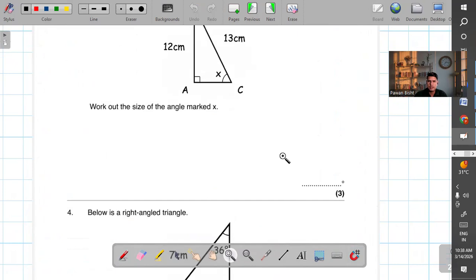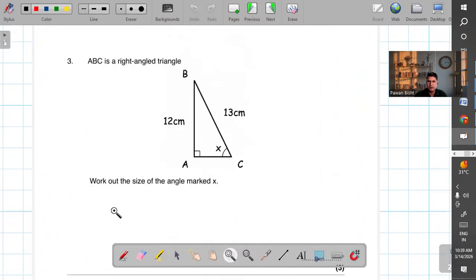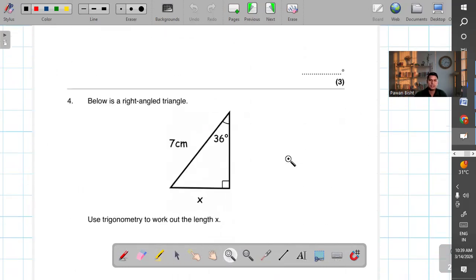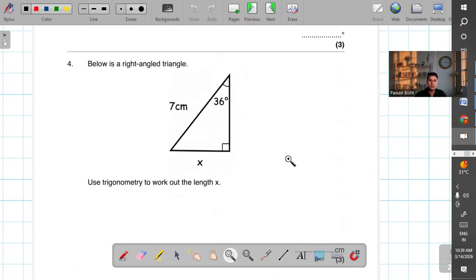This one, question number 3, I am leaving for you. You try on your own. You have to find the angle X. You know that this is opposite and this is hypotenuse. So which trigonometric ratio do you have to apply? You have to think. Right? Try. If you don't get it, you know where to find me. Okay. Next question. Question number 4.